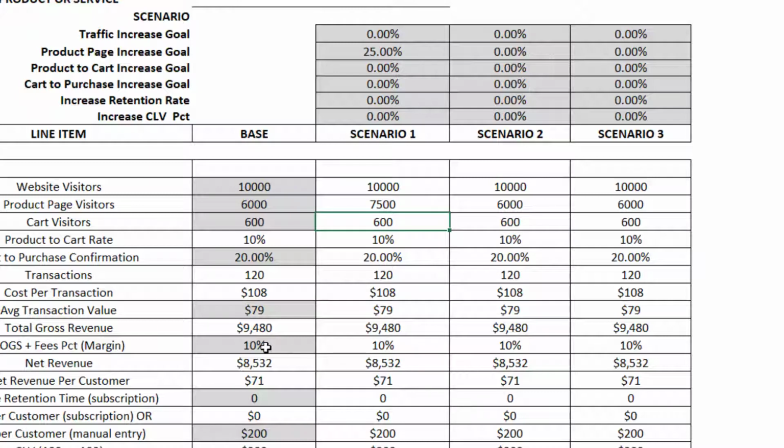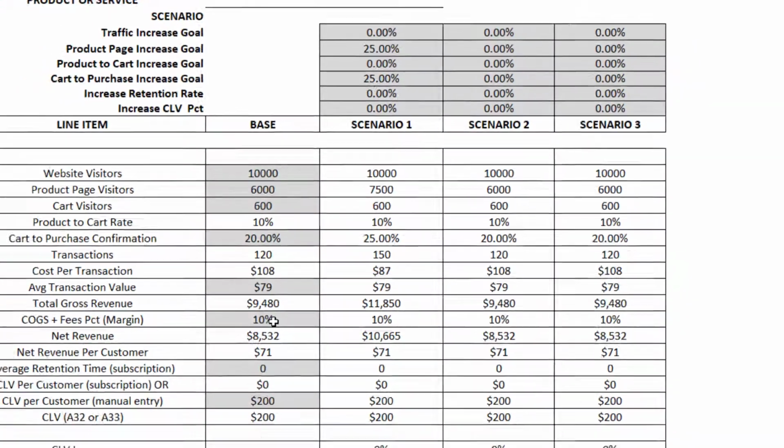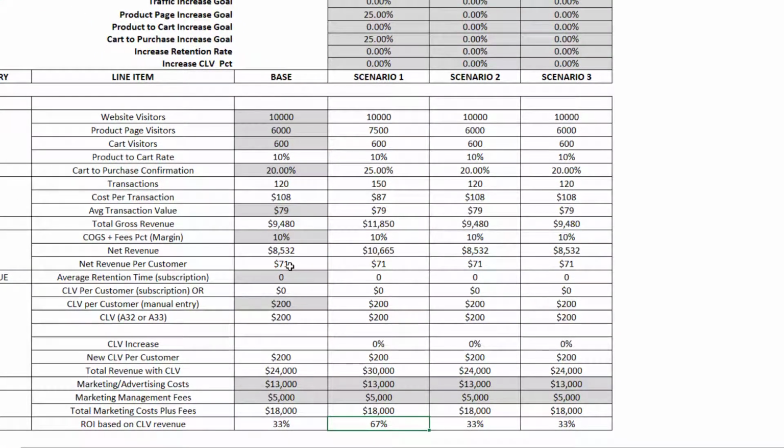So let's just say at the same time we get more people buying. Let's say that goes up 25%. Here we go. So now cart to purchase is from 20 to 25%. That means you have more transactions. Everything else is the same. And now your ROI is 67% because we improved your e-commerce conversion rate.